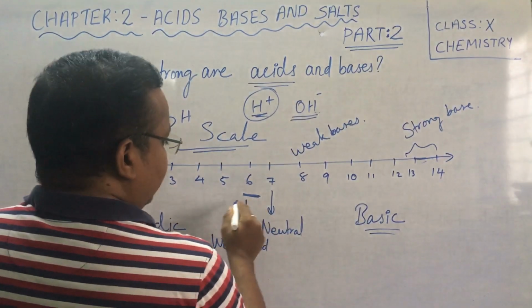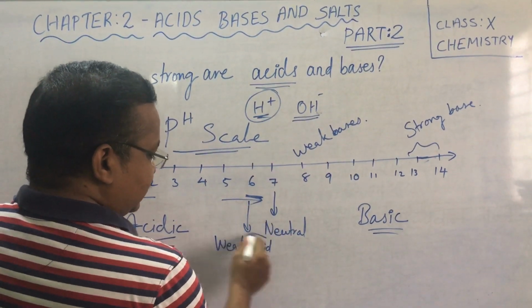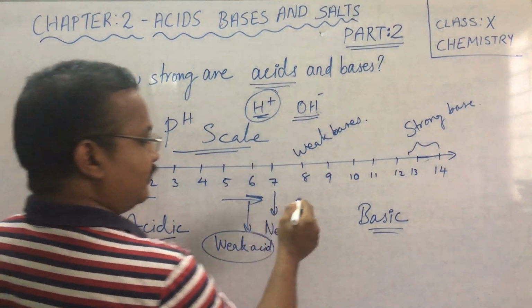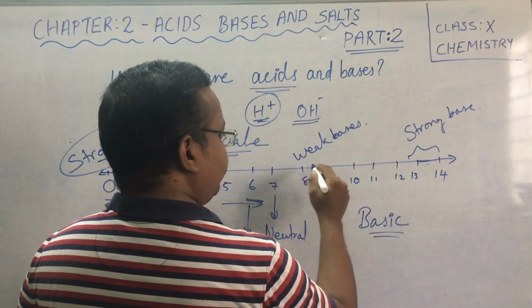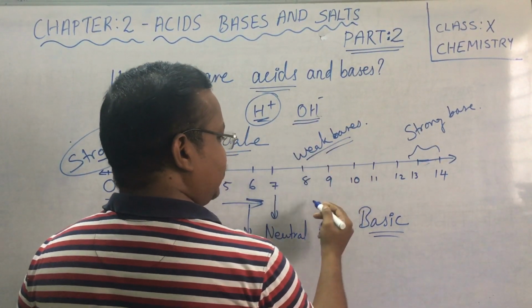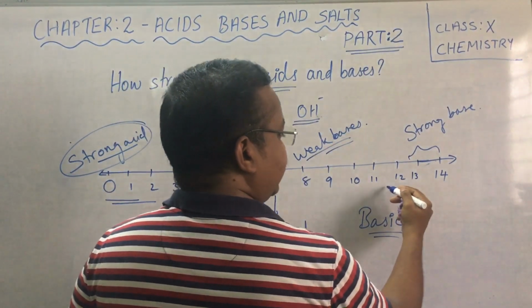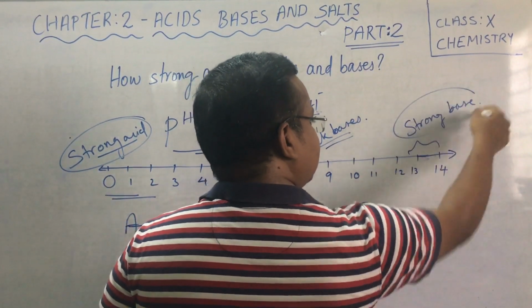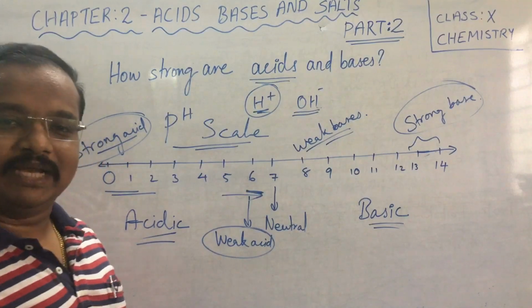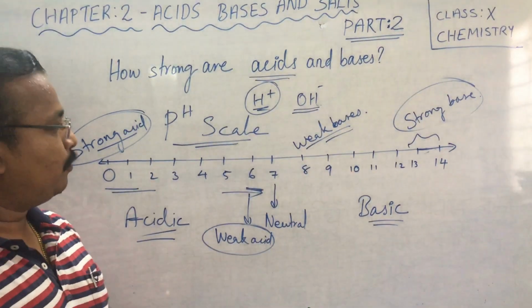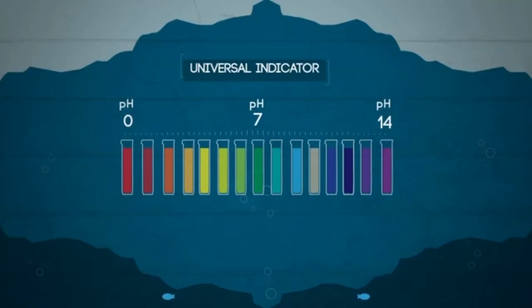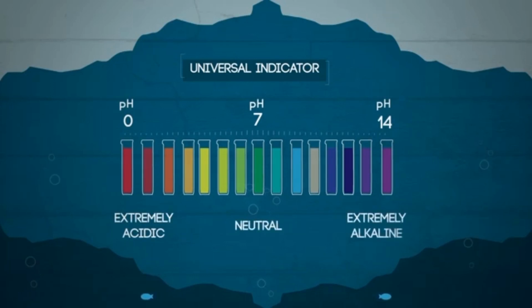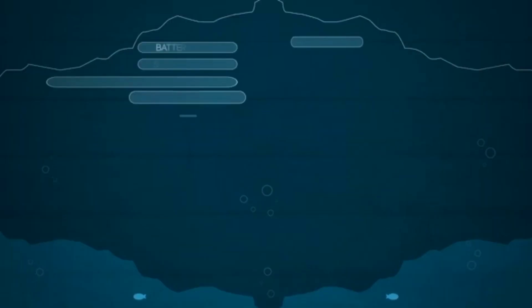And if it is near to 7, we can say it is a weak acid. And if it is just 7.5 above, then we can say it is a weak base. And if it is reaching more than 10 or 11, 12, 13, 14, we can say it is a strong base. Okay, I hope it is understood. The pH runs from 0 to 14, with 0 being extremely acidic, 7 being neutral, and 14 being extremely alkaline.